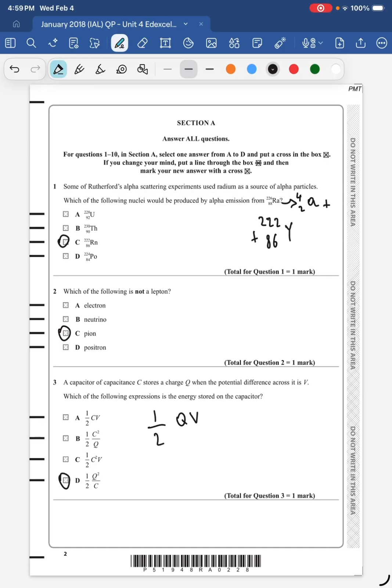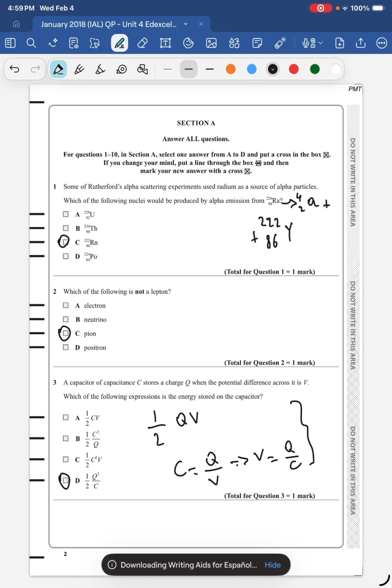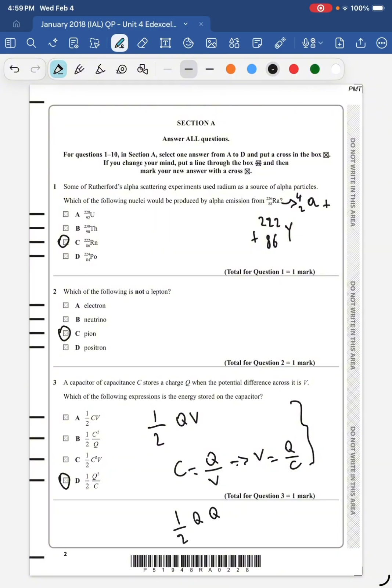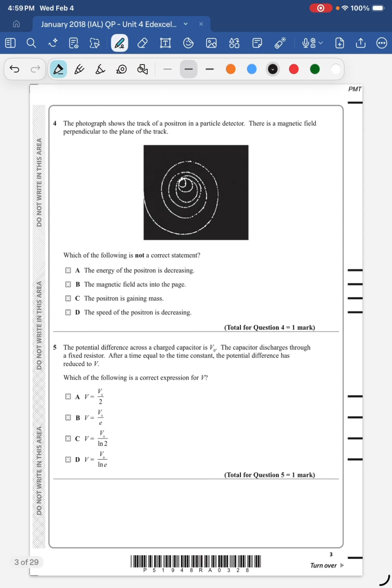To recover option D, you have to use C equals Q over V, which means that V is Q over C. If you combine these two, you get 1/2 Q times Q over C, which is Q squared over 2C, which is option D. So that's the proof.